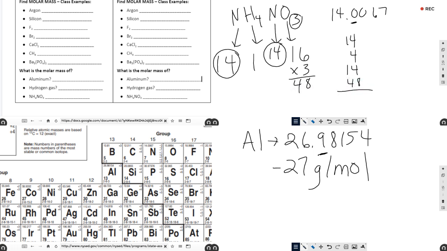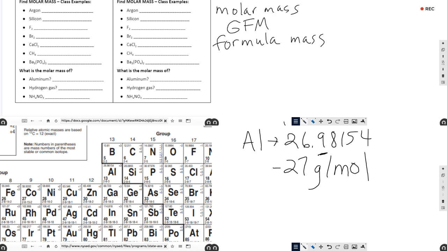Now I need to add all of those up. So that's 16, that's 20, I'm pretty sure. So that's, yeah, 20, 4, 5, 6, 7, 8. So 80 grams per mole. And that is how you do gram formula mass, molar mass, right? You can call it these things: molar mass, gram formula mass, or formula mass. And there you go.